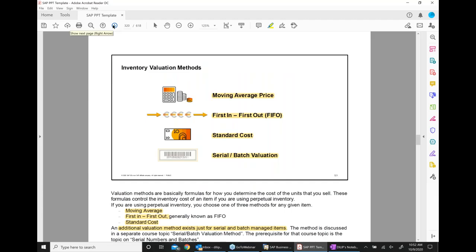Now in standard SAP, we have inventory valuation methods: moving average price, first in, first out, standard cost, and then serial and batch valuation.